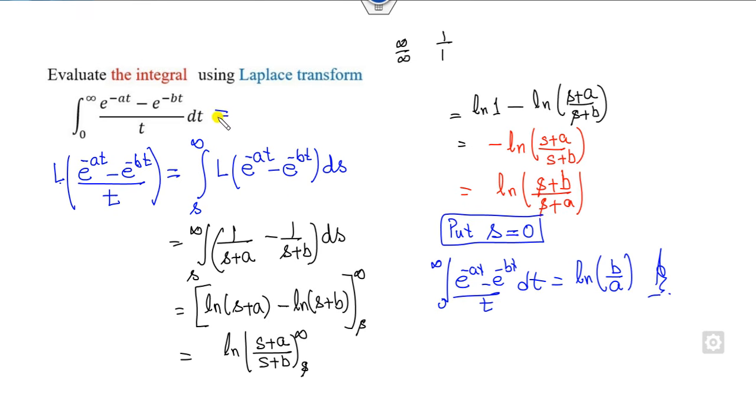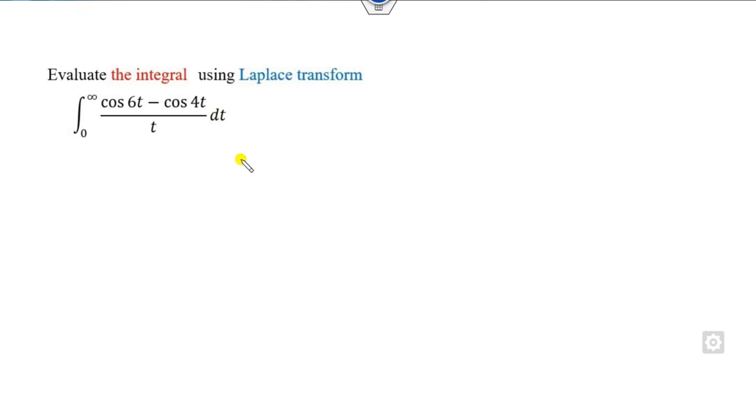Somebody may ask you for the proof of this. Look at this quantity again. I can start with the Laplace, because the limits are 0 to infinity. Remember, students, only whenever the limits are 0 to infinity can you apply this rule. Whenever the limits are different, it is not applicable.